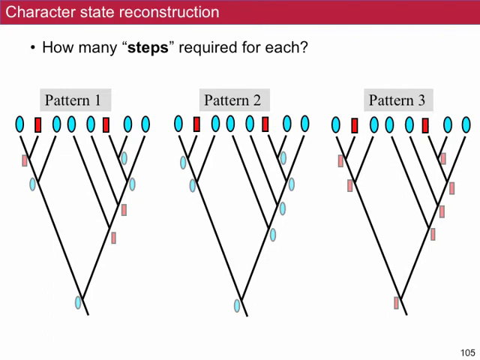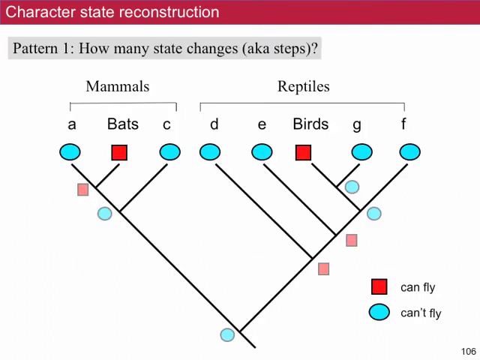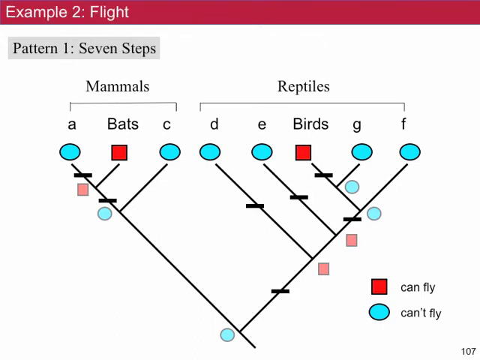So again, here are the patterns, pattern 1, pattern 2, and pattern 3. If we zoom in on pattern 1, how many state changes are required to match this tree, this data set to those ancestral character states? Quite a few. 1, 2, 3, 4, 5, 6, 7.